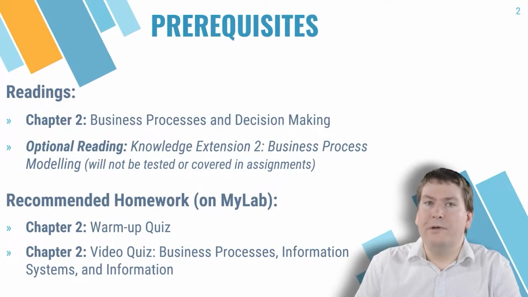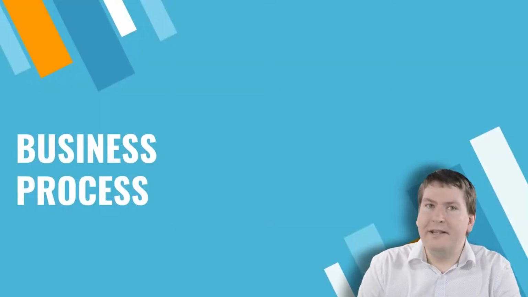We also have an optional reading this week, Knowledge Extension 2, which covers Business Process Modeling Notation, or BPMN for short. We won't be using these types of diagrams in this course, nor will you be tested on them, so feel free to read this knowledge extension if you're interested, but don't feel obligated to. We also have some MyLab MIS homework for this chapter. Remember that MyLab MIS is not part of your grade, but for studying purposes, although I still highly recommend that you do them each week. So let's get into it.